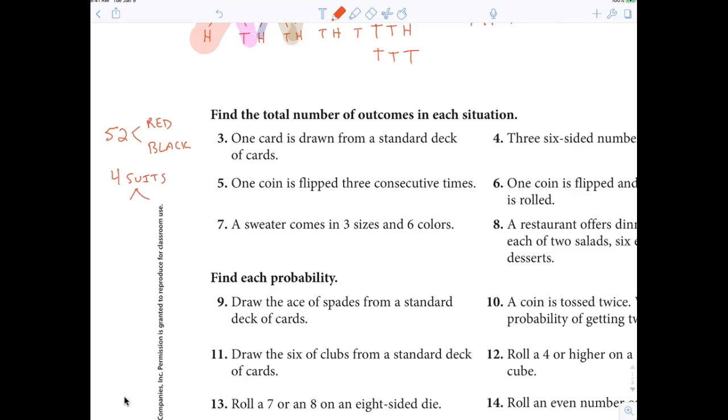And I want you to remember clubs, diamonds, hearts, and spades. All right, those are your 4 suits. Now, because there are 4 suits, how many of each suit are there? How many of each suit?